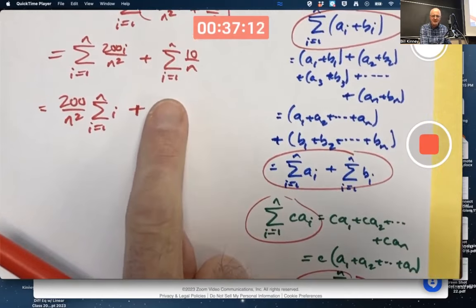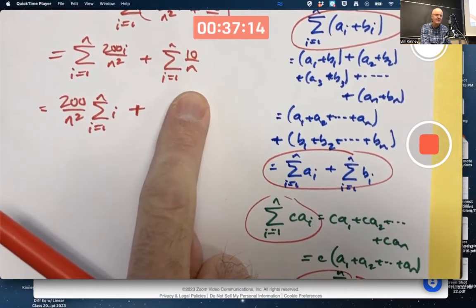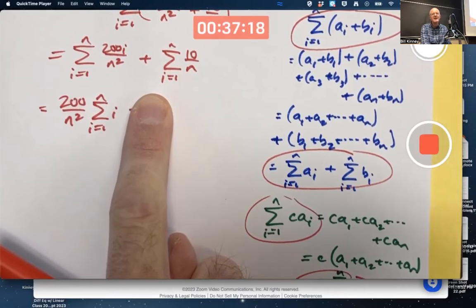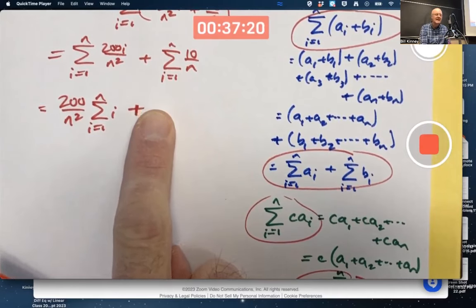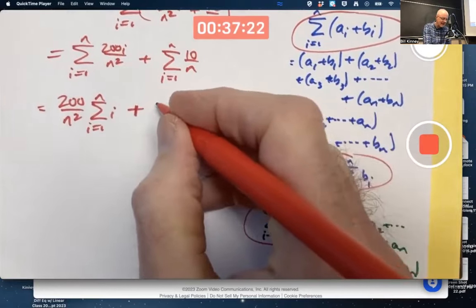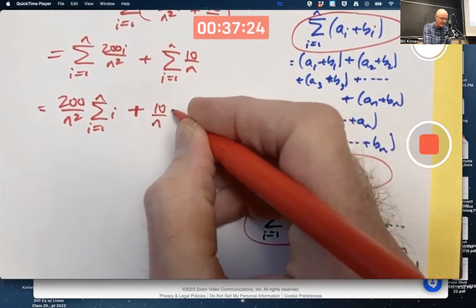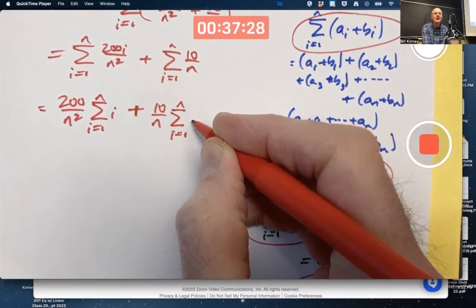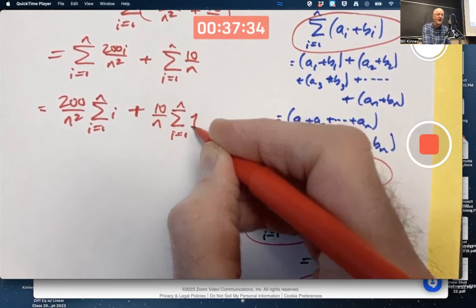What about this one? Is the 10 over n a constant? Can it be brought in front? Sure. Should I bring it in front? Well, you don't really have to. Maybe I will just for emphasis. I can bring the 10 over n in front of the summation, but what am I left with if I do? What goes here? 0? No. 1.